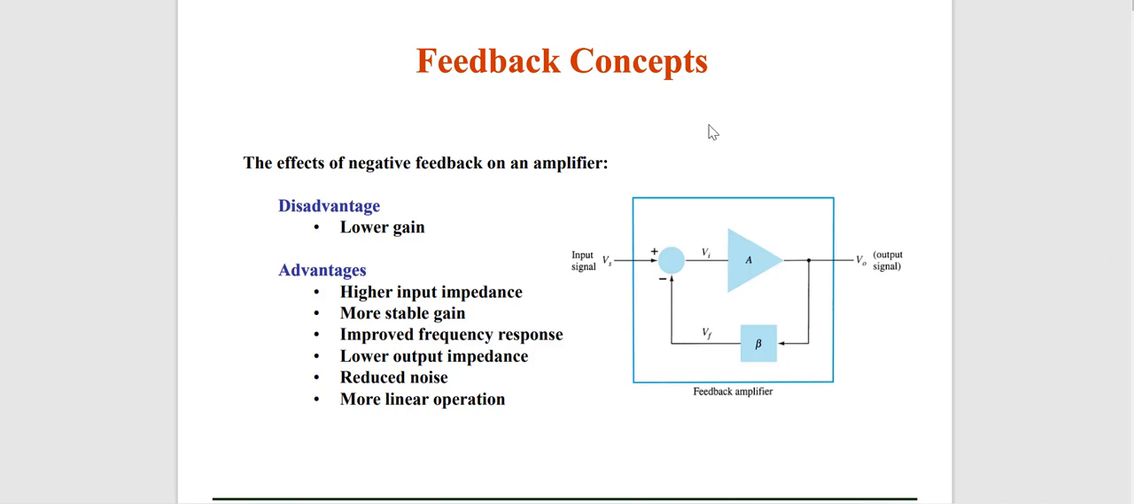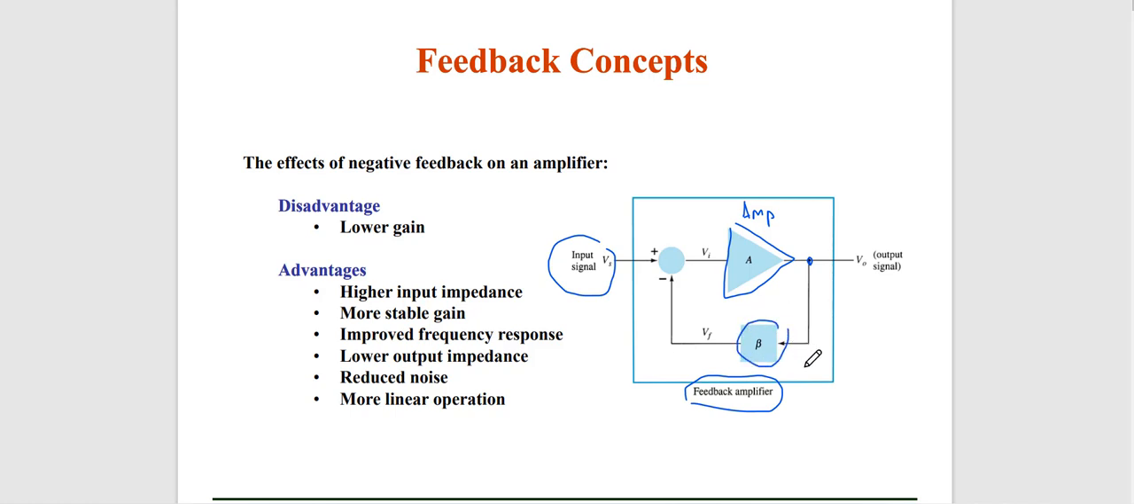So you can see from the picture here, this is the feedback amplifier. We have the amplifier A, and the input signal Vs comes to this node, and then to the amplifier. Then we have the output over there. The output signal will be fed back to the input of the amplifier. The feedback gain is the beta.